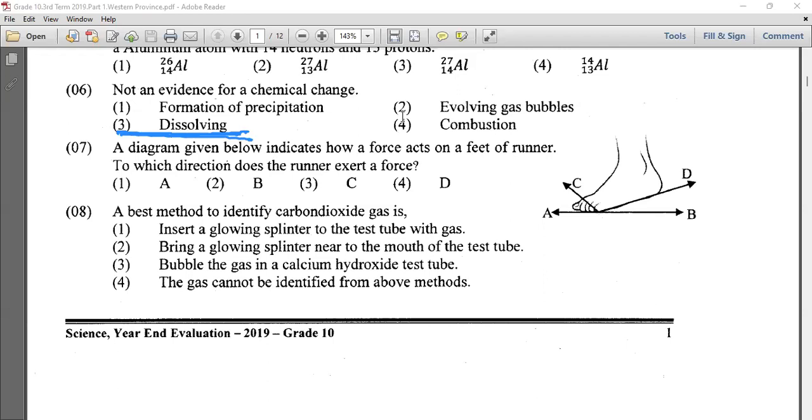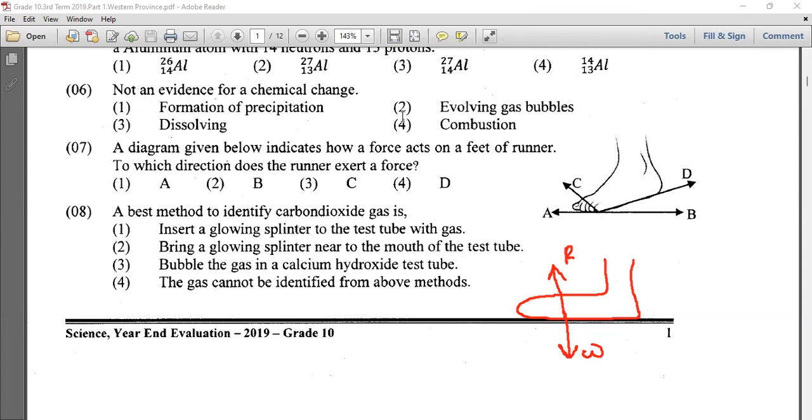A diagram below indicates how a force acts on the feet of a runner. To which direction does the runner exert the force? Kind of controversial, okay. Now when you talk about a normal feet, let's talk about bare feet. The weight of this person acts vertically downwards, and the perpendicular reaction acts vertically upwards.